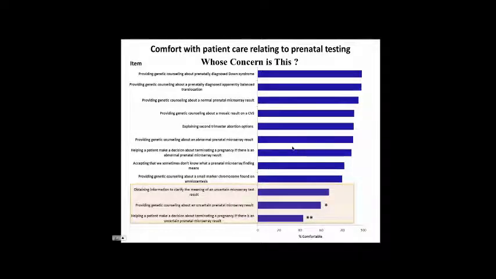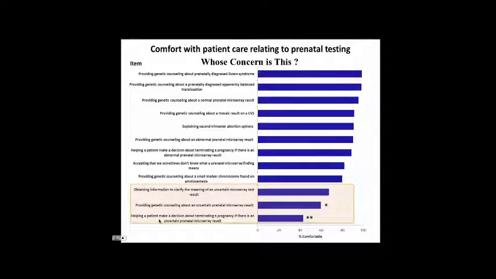And this is a study that was done by Barbara Bernhardt from Penn, and she talked to counselors and interviewed them through the NSGC, and she asked the counselors about their comfort with particular patient-related or care-related findings in prenatal diagnosis. In other words, how comfortable do you feel talking to a patient? And in this case, talking to a patient about a prenatally diagnosed Down syndrome, almost 100% felt comfortable with that. Providing genetic counseling about a normal prenatal microarray, they felt comfortable with that.